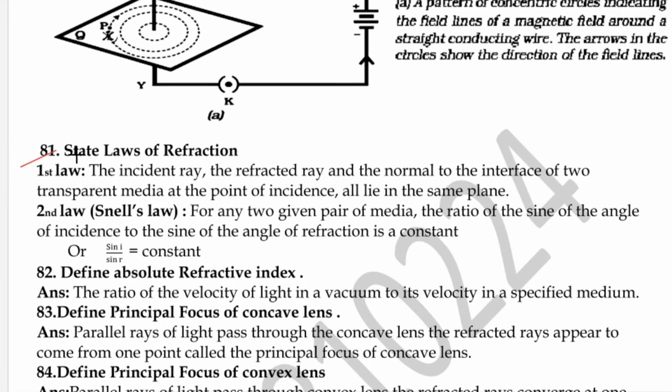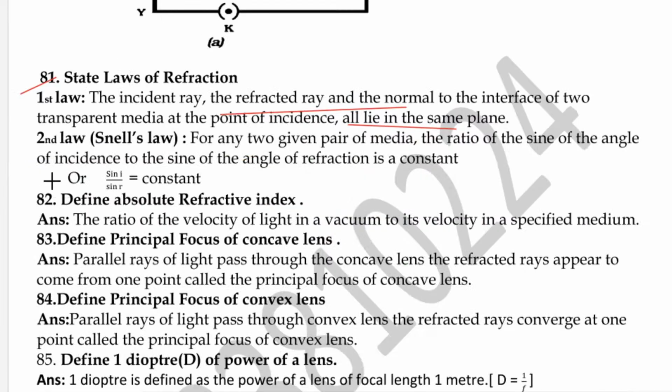Question number 81. State laws of refraction. First law, the incident ray, the refracted ray and the normal to the interface of two transparent media at the point of incidence all lie in the same plane. Second law, that is Snell's law. For any two given pair of media, the ratio of the sine of the angle of incidence to the sine of the angle of refraction is a constant. Or we can write like this, sin i upon sin r is equal to constant.